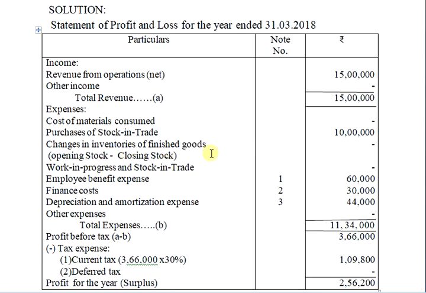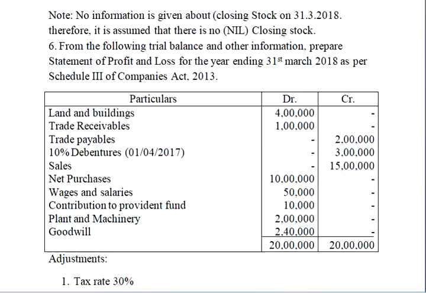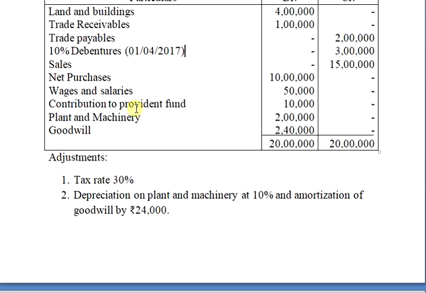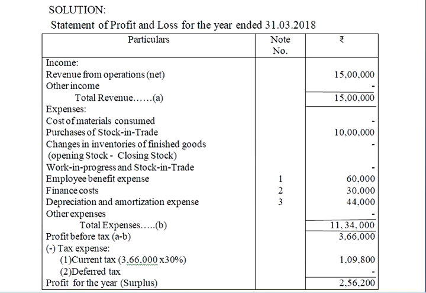Changes in inventories of finished goods, opening stock minus closing stock. Any opening stock as well as closing stock? Nil. Work in progress and stock in trade, nothing is given. Employee benefit expenses, note number 1, it is of 60,000. Already I have said that wages and salaries is 50,000. Contribution to provident fund 10,000. Overall it becomes 60,000. My dear students, here we have taken employee benefit expenses.